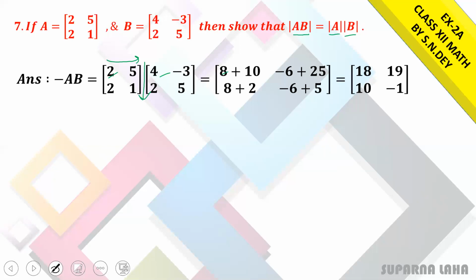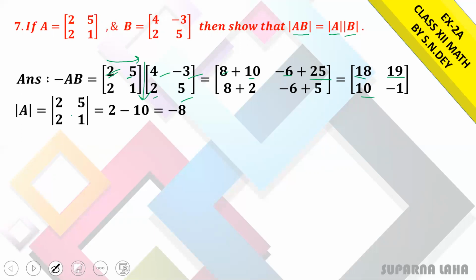2 times 4 is 8 and 5 times 2 is 10. So 10 plus 8 is 18. And 2 times minus 3 is minus 6 and 5 times 5 is 25. That means it is 19. And like that, write down these two elements. So this is AB. Now what is determinant A?